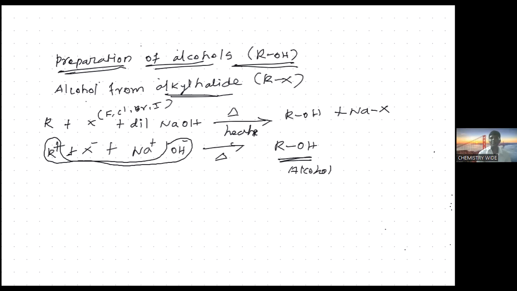Again, this Na plus, because sodium has only 1 valence electron, while fluorine has 7 valence electrons, so this halogen is going to pick up sodium. So we get sodium halogen or sodium halide. This is the preparation of alcohols from alkyl halide.